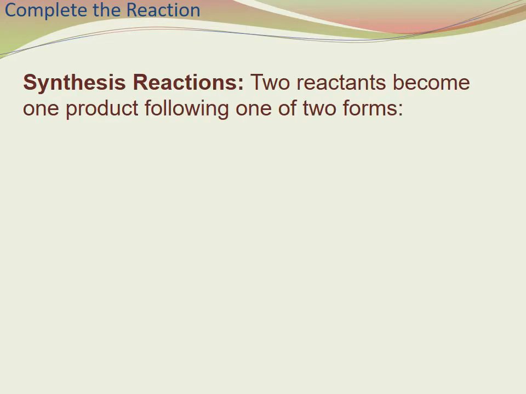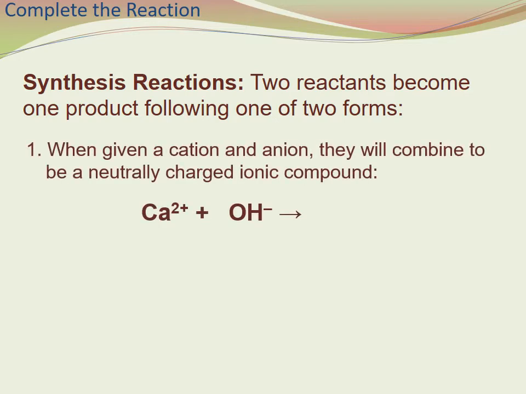Synthesis reactions. Two reactants become one product following one of two forms. When given a cation and an anion, they will combine to be a neutrally charged ionic compound. Ca2+ and OH- will come together. Lowest common charge is 2, so I need 1 calcium and 2 hydroxides. I then balance the equation.